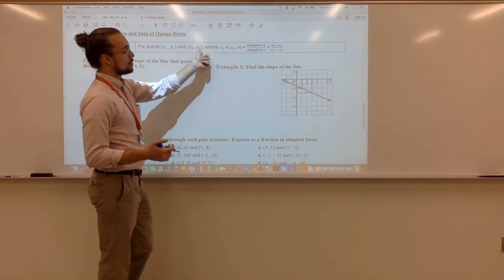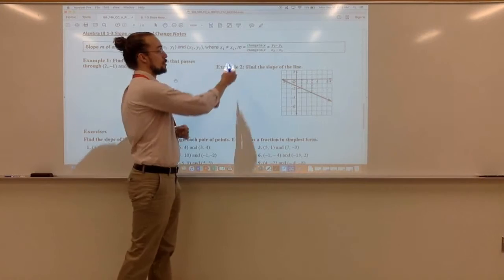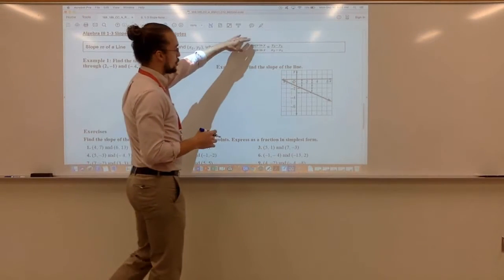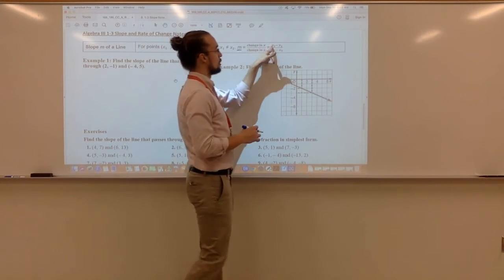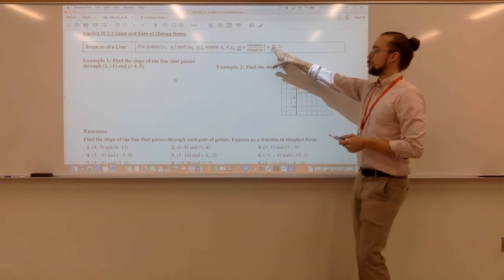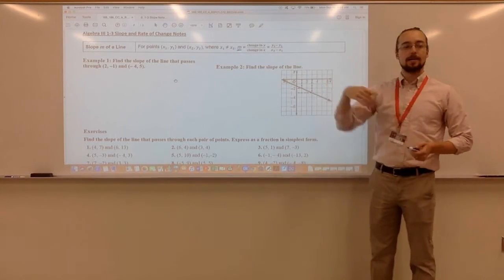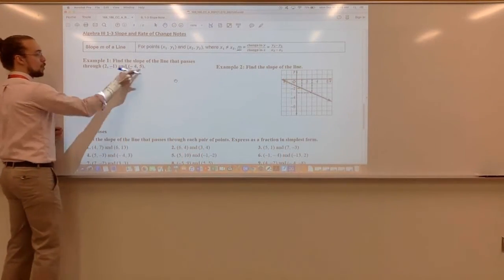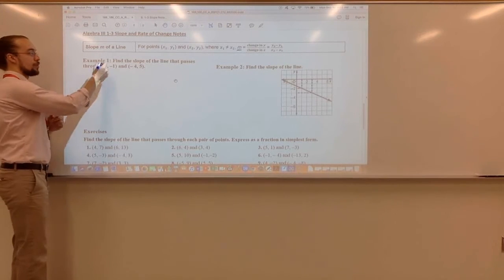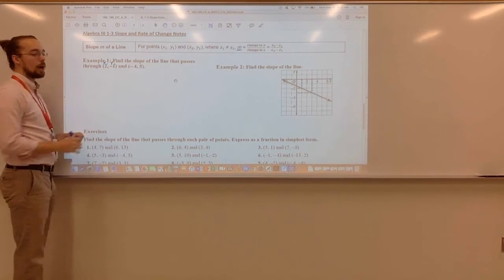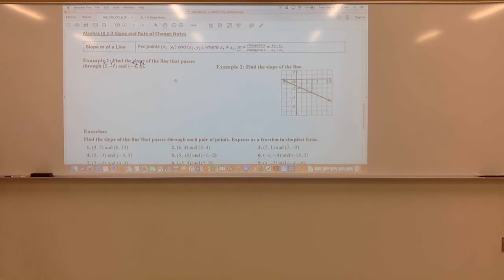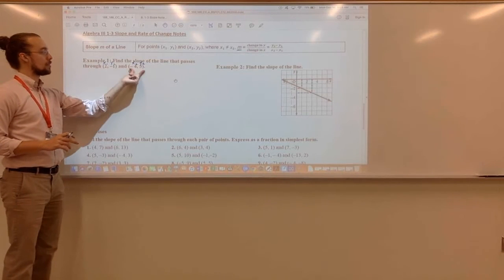If I've got 2 points, the slope, which we use an M for, signifies slope. It's still change in y over change in x. But if we want a formula for that, we're going to use y2 minus y1 over x2 minus x1. If I look at my 2 coordinate points, I can say this first one is x1, y1, and the second one is x2, y2. It's a good idea to label your points like that.